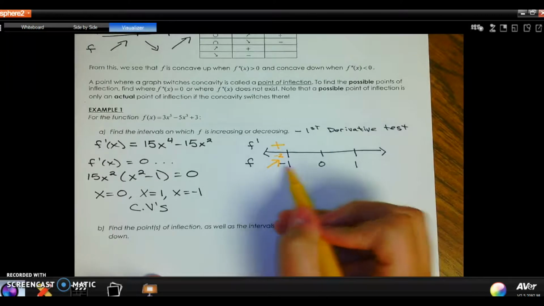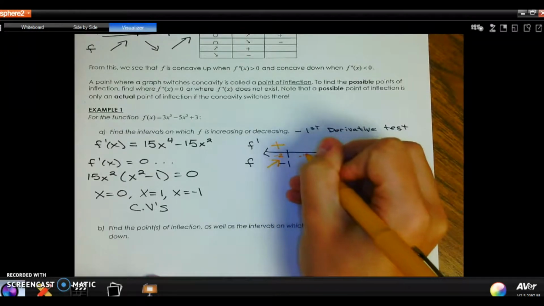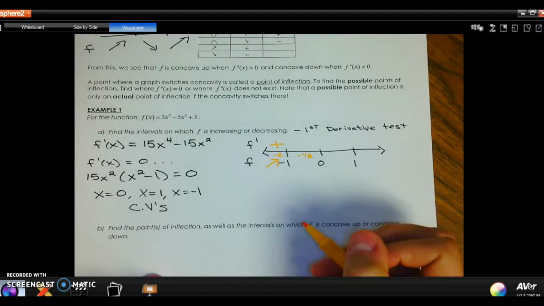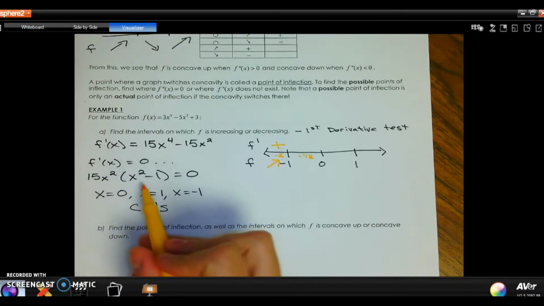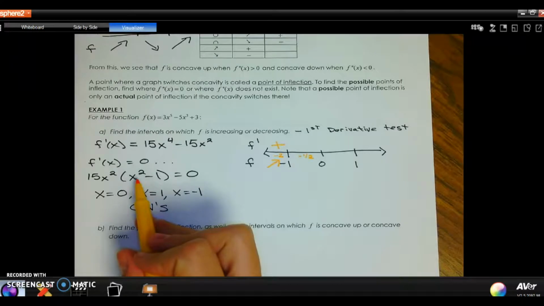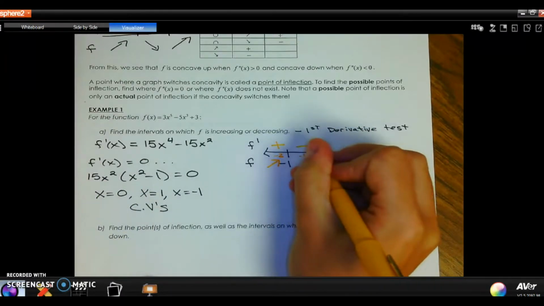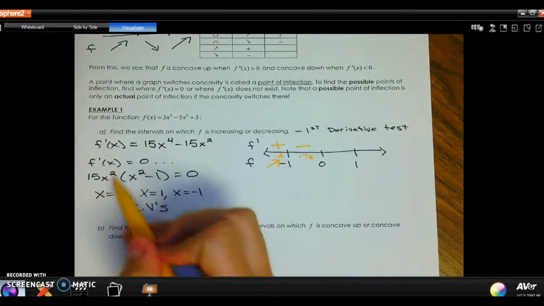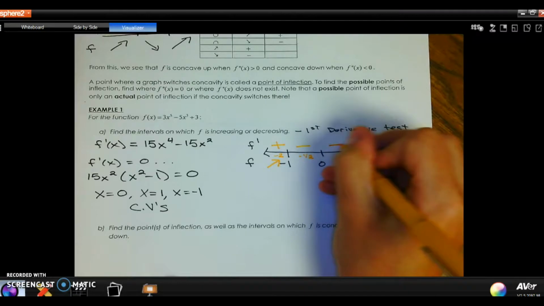Then I plug in a number in between, like negative 1/2. When I plug in negative 1/2, I get a positive on the outside, but on the inside, negative 1/2 squared is a fourth, and a fourth minus 1 is a negative. So a positive times a negative is a negative. Then when I plug in positive 1/2, again I get a positive here and a negative there, so a positive times a negative is a negative.